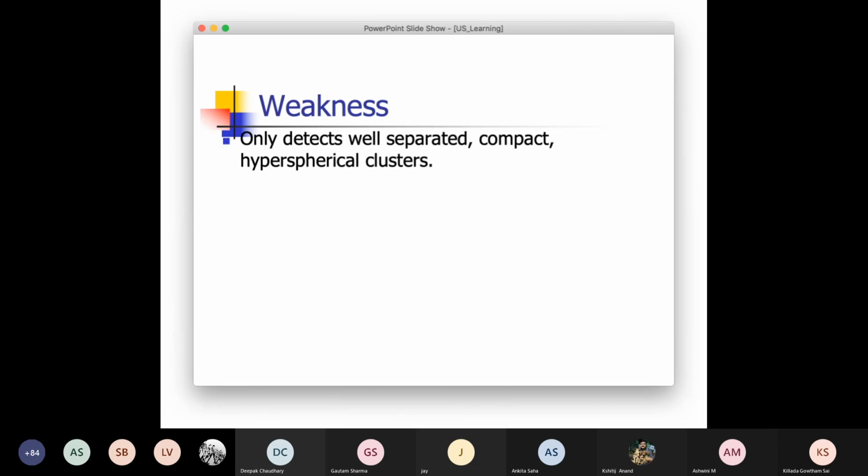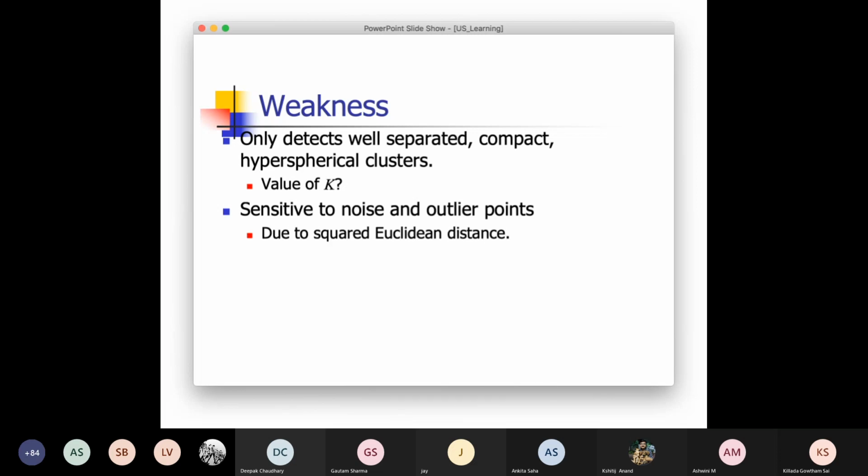So the weakness is that it only detects well-separated, compact, hyperspherical clusters. You should know the value of k. It's sensitive to noise and outlier points, due to squared Euclidean distance. It may get stuck at local minima.